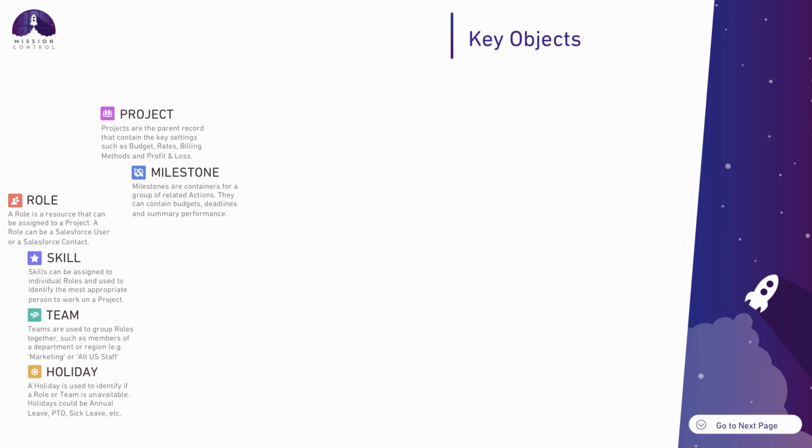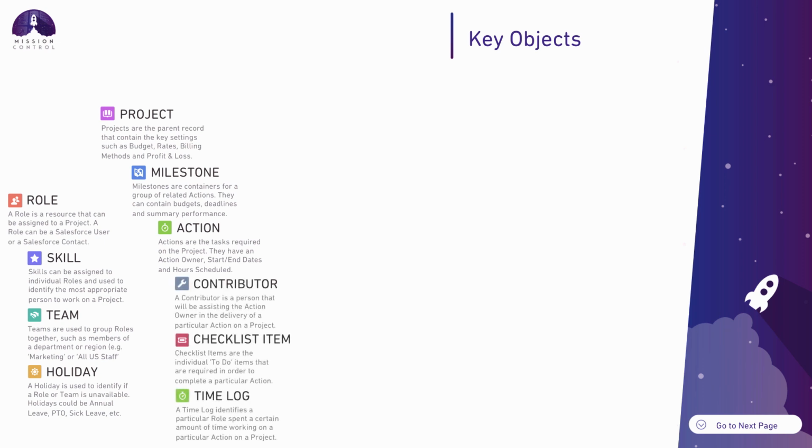The milestone is a phase or a stage or a sprint within your project. Underneath each milestone, you can keep track of all of the actions. Think of the actions as the individual tasks that need to be delivered. Each action has an action owner. You'll specify the start and end dates and how much effort you think is going to be required to deliver that piece of work. Now, whilst the action can only have one owner, you can also pull in contributors. Contributors are additional roles that will be there supporting the action owner in delivering that particular piece of work.